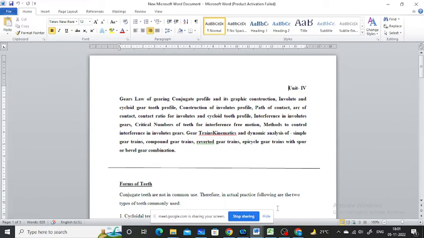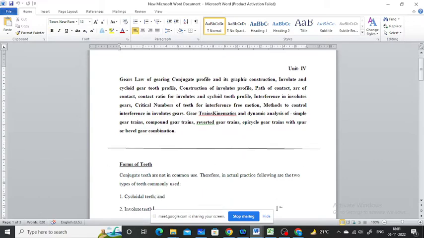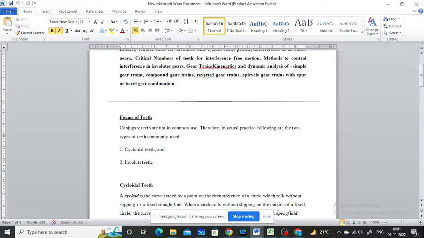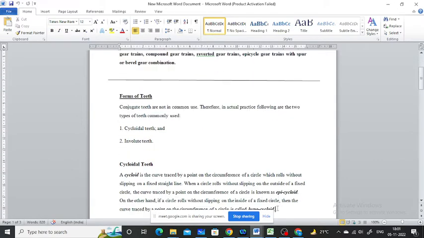and today in class we discuss involute and cycloidal gear tooth profile. Our first topic is forms of teeth. Okay, basically conjugate teeth are not in common use, and therefore in actual practice the following are the two types of teeth commonly used. The first one is the cycloidal teeth and the other one is the involute teeth.